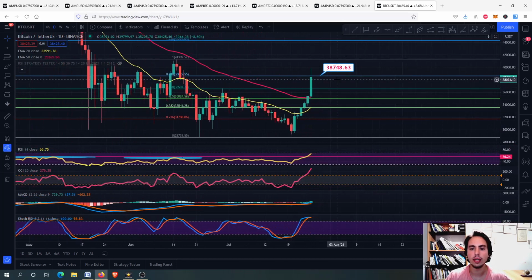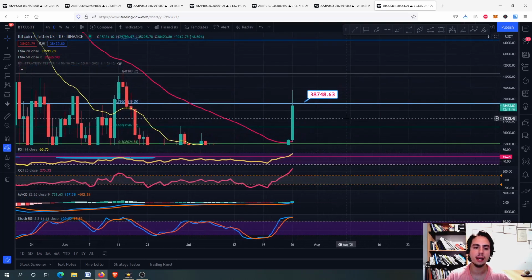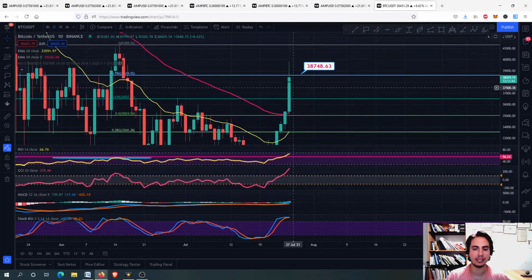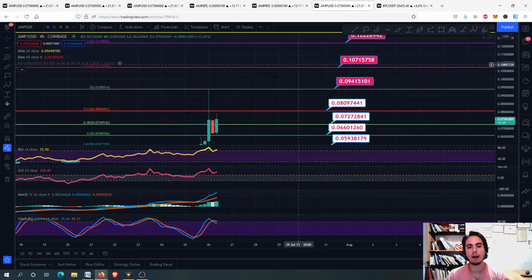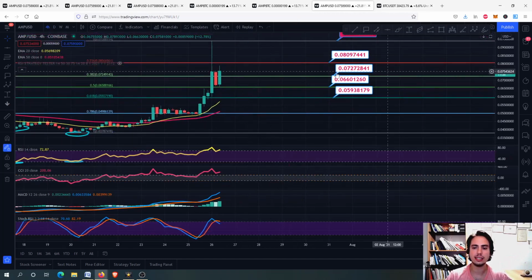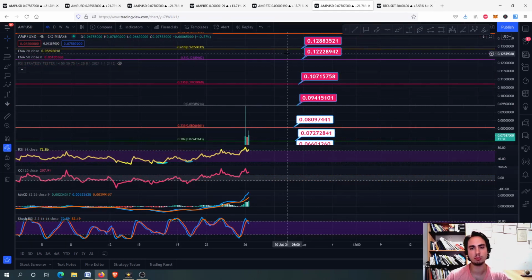And now we want to close above the 38,700. If we can do it, then we might find a correction going on, but we will see about that. It might be a very healthy correction and we shouldn't worry about it at all. So you can see the next support and the next resistance levels, and of course the next price targets.